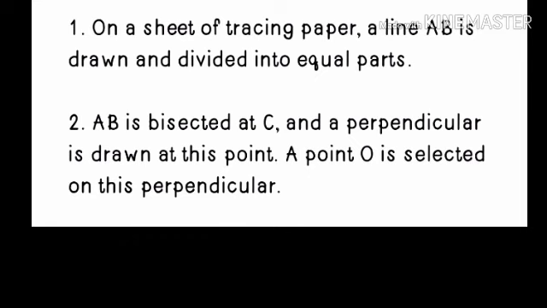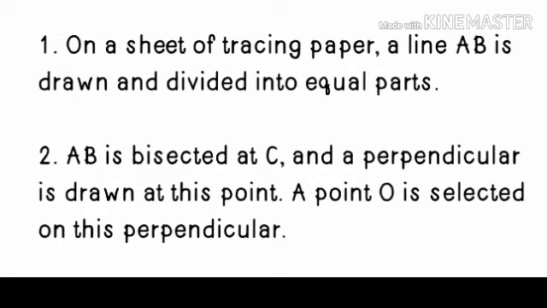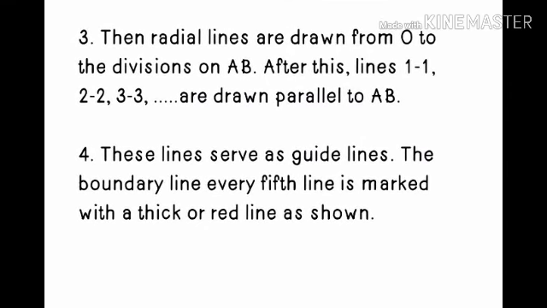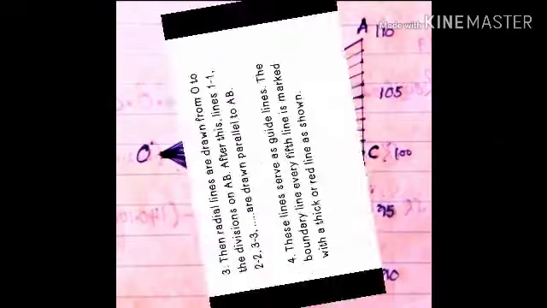AB is bisected at C, and a perpendicular is drawn at this point. A point O is selected on this perpendicular. Radial lines are drawn from O to the divisions on AB. After this, lines 1, 1, 2, 2, 3, 3, and so on are drawn parallel to AB. These lines serve as guidelines. The boundary line, every fifth line, is marked with a thick or red line as shown.